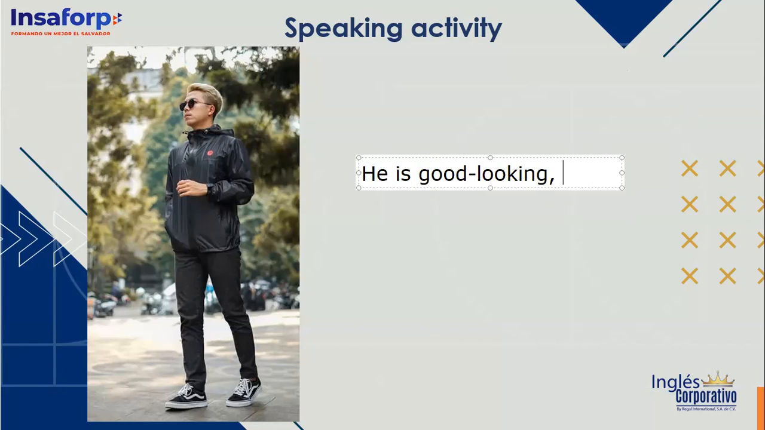Then we have size. You say fairly short. The next is age. Instead of young, which other adjective or which other phrase can we use? About 20. About 20, okay. He is a good looking, fairly short, and let's write young, the adjective here, because about 20 is a preposition and the number. So we can use it here, but thank you.